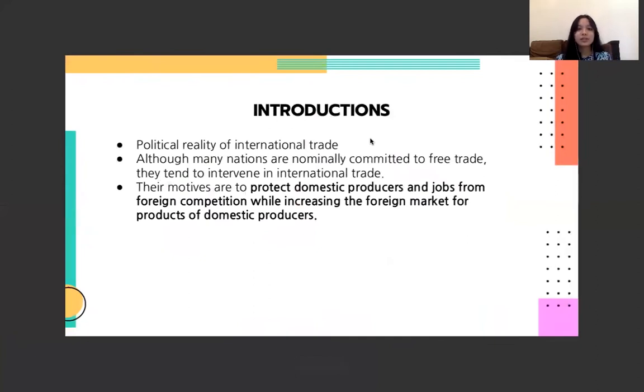So overall in this chapter, we will look at the political reality of international trade. Although many nations are nominally committed to free trade, in reality, they tend to intervene in international trade. When governments intervene, they often do so by restricting imports of goods and services into their nation while adopting policies that promote domestic production and export. Normally, their motives are to protect domestic producers and jobs from foreign competition while increasing the foreign market for products of domestic producers.